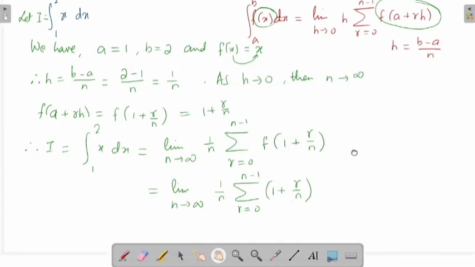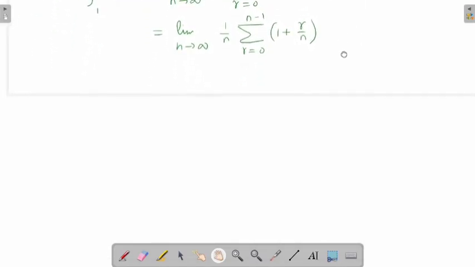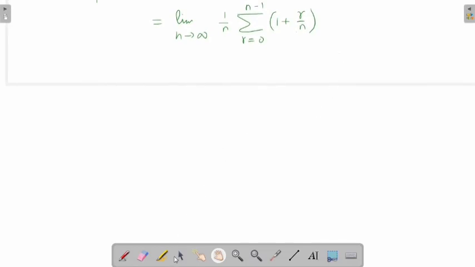Okay, now see here carefully. Let's try to evaluate this. Let me write it here: limit n tends to infinity, 1 by n. Summation means first put the value of r to be 0.